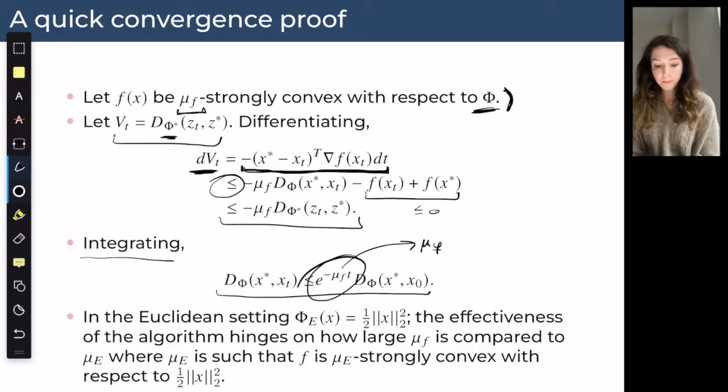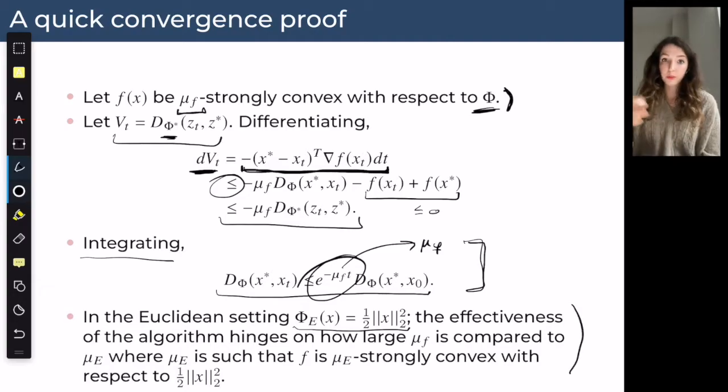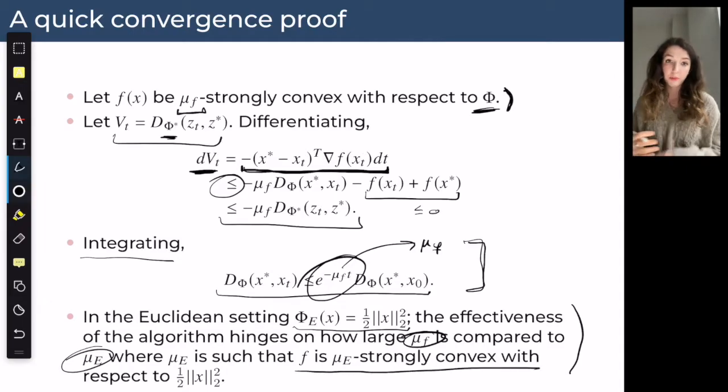So essentially, if we were to compare this convergence speed with the Euclidean setting where this mirror map is chosen to be the L2 norm of our vector x, then the effectiveness of mirror descent compared to projected gradient descent essentially hinges on how large this mu f is compared to mu e, where I've said mu e is such that f is mu e strongly convex with respect to this Euclidean setup, the L2 norm. So this gives us a little bit of intuition into the convergence.